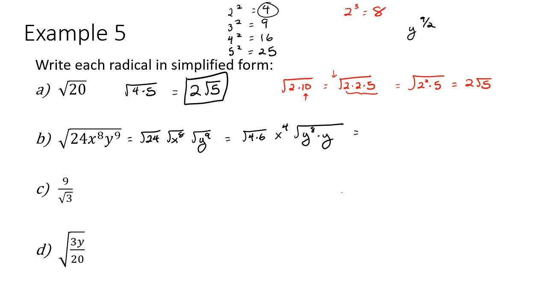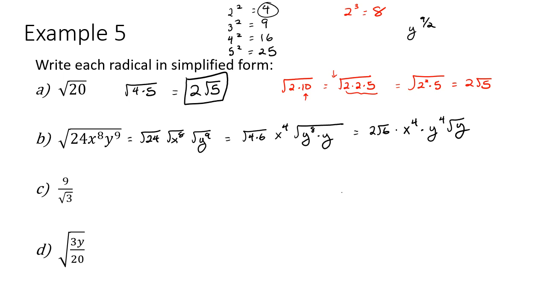And so let's see what we get. For the numbers, that gives us 2 square roots of 6. The x came out cleanly, that's just x to the 4. And for the y's, square root of y to the 8th is similarly y to the 4th, but we still have one y trapped inside of the square root.